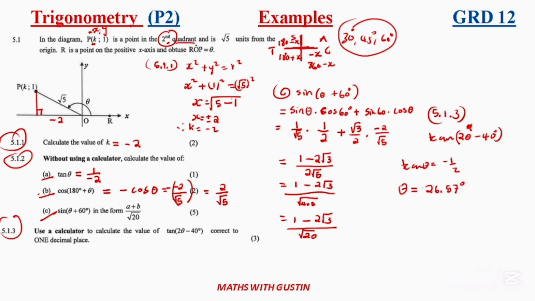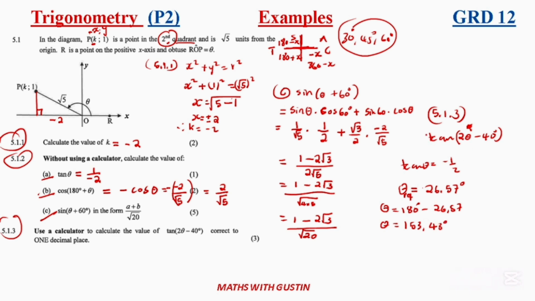26.57. However, we must check where tan is negative. Tan is negative in the second quadrant, because this one here gives us a reference angle. Remember the situation where you are solving for the general formula, guys. Therefore the actual angle will have to be 180 minus this part here, which gives us an angle of 153.43. Now this is the actual angle.